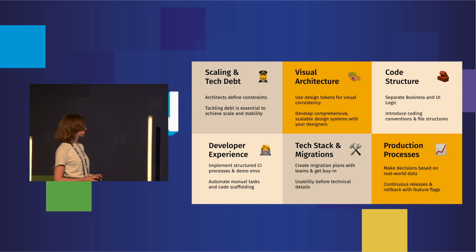And then the production processes are very important for making the right decisions, looking at the real-world data, looking at where errors and issues are happening in your system, to make sure you're also making the right technical decisions for that system and for that application and for the customers and the end user.